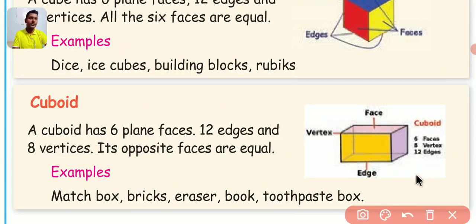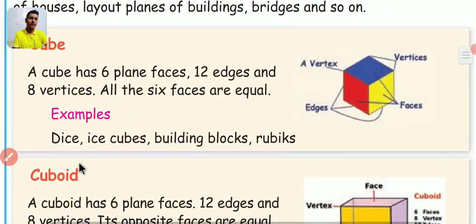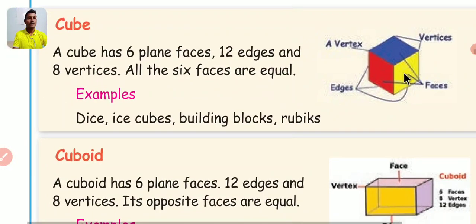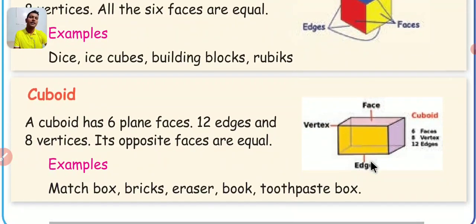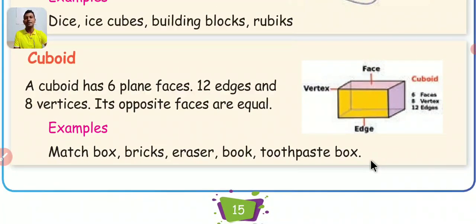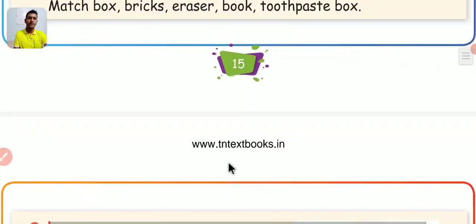But in a cube all the faces are equal. See, all the faces are equal. This face is equal to this face, and this face is equal to the face behind. Here in a cuboid only opposite faces are equal. That is the only difference between cube and cuboid. Here they are giving some examples: matchbox, bricks, eraser, book, so many things.